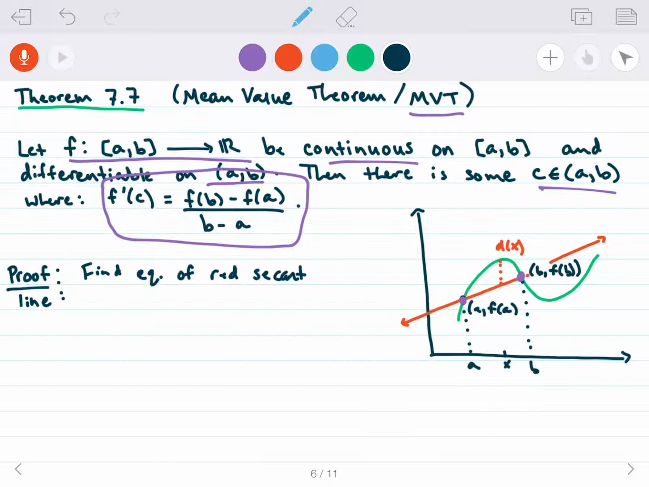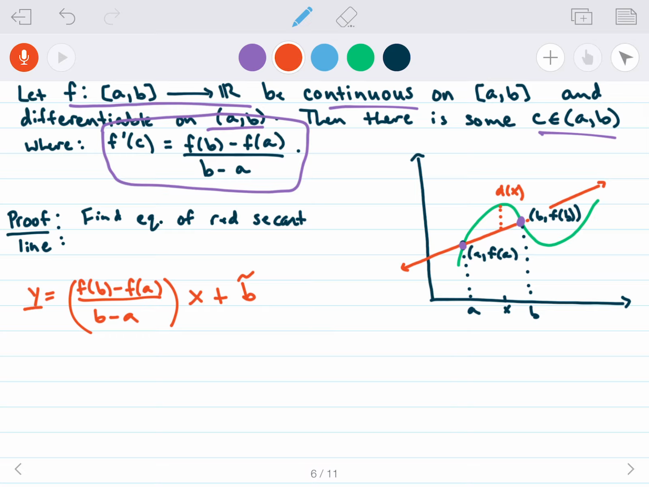The idea here is that the equation of this line is going to be y equals m x plus b. What's the slope of the line? Well, that's just f(b) minus f(a) over b minus a, times x, plus our y-intercept, which we're not sure of yet. We can solve for that y-intercept by plugging in a point for x and y. How about the point a comma f of a? So this is going to give me f of a equals this. Again, you could just use point slope here, not a big deal.